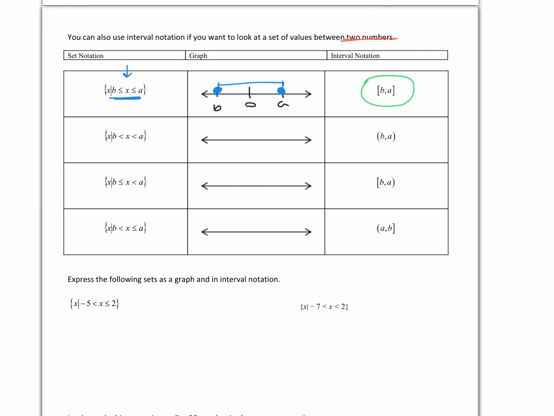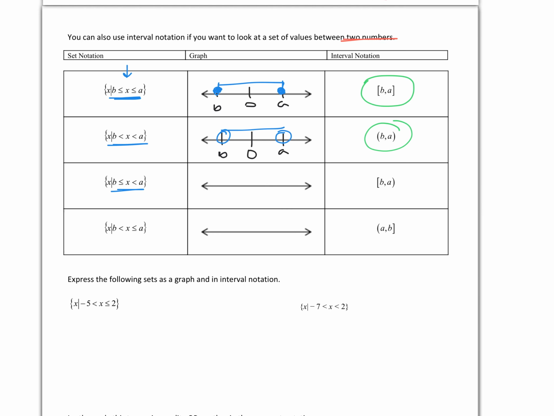For our next one, x is between A and B, but it's not including A and B in this case. So I'm going to put B down here again, A up here. Open circles, because they're not including anything between. Very similar interval notation, just parentheses, because we're not including A or B.